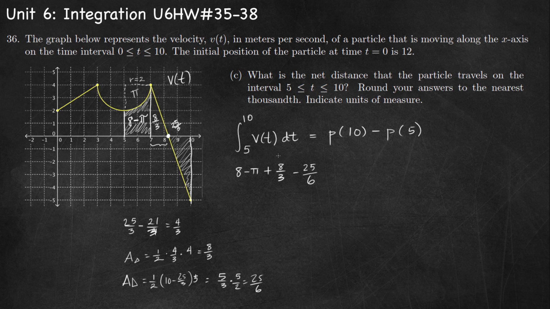Okay, and 8 thirds is 16 over 6. So we have 16 minus 25, I believe that's negative 9. So 8 minus pi minus 9 over 6. 9 over 6, if we divide top and bottom by 3, we get 3 over 2. 8 minus 3 over 2 is 16 minus 3 all over 2. So 13 over 2, and then minus the pi.